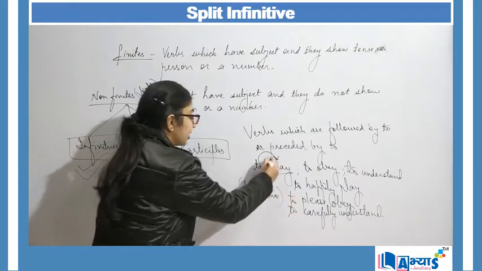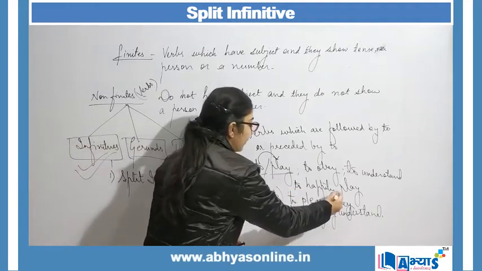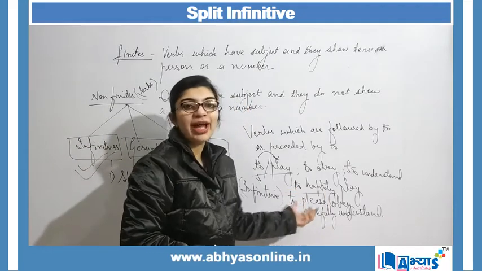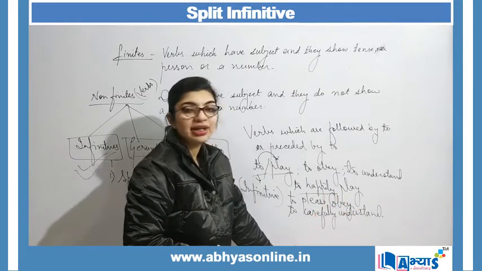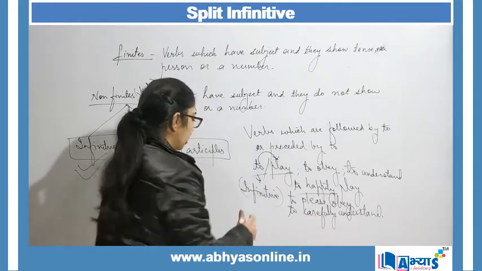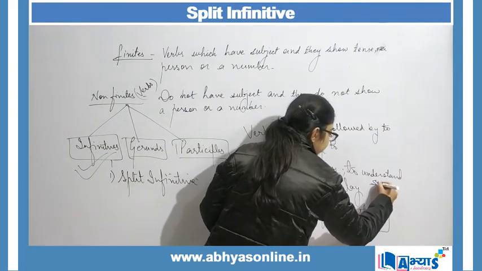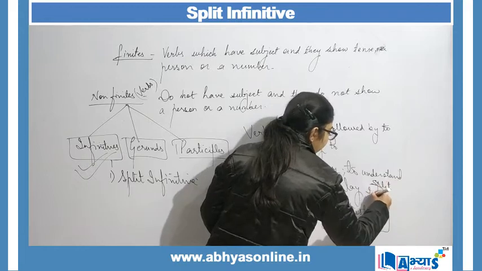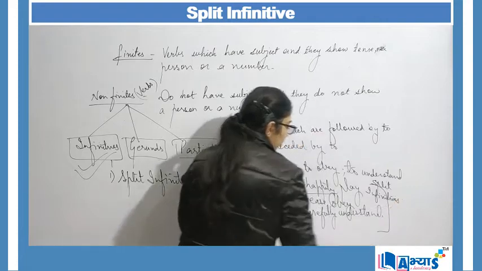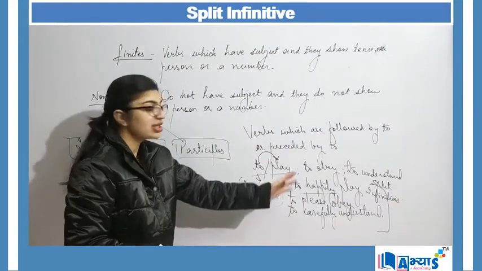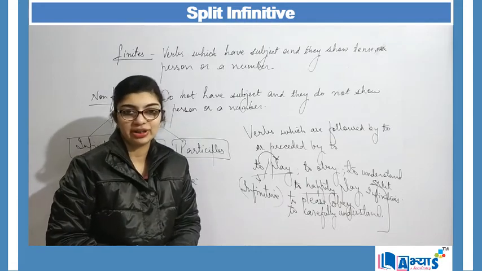So they split the infinitive and the verb. Here, to happily is splitting my infinitive and the verb that I am using in my sentence. Therefore, these three are the examples of split infinitives. All those words which split the infinitive from the verb are referred to as split infinitives.